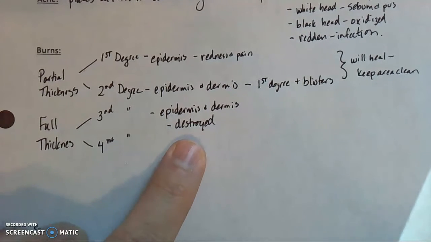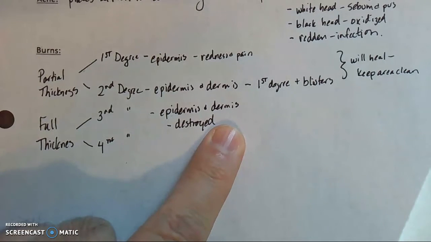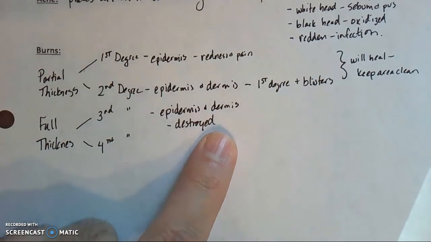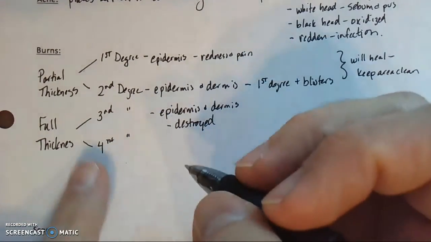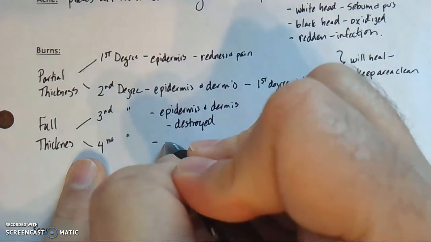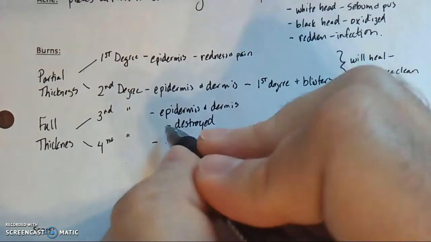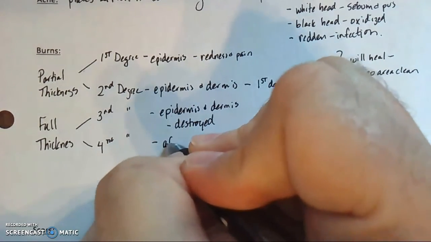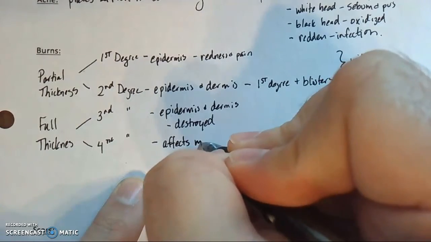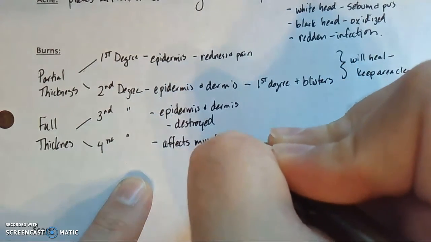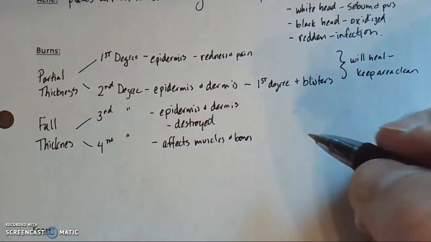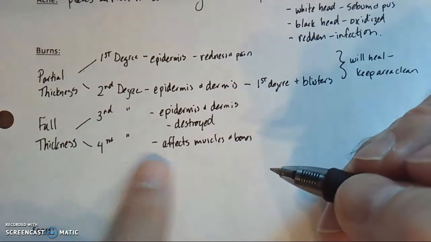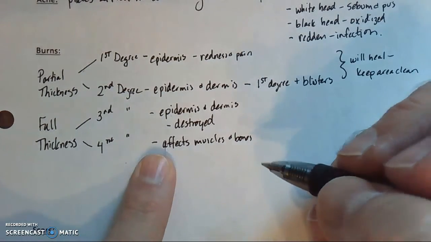Now, whenever this tissue is destroyed, it destroys the nerve endings, but adjacent tissue that hasn't been destroyed is going to be very, very painful. Fourth degree, it is basically full destruction of the skin, the hypodermis, and it affects muscle and bone underneath the skin. So these are the worst types of burns that you can get.